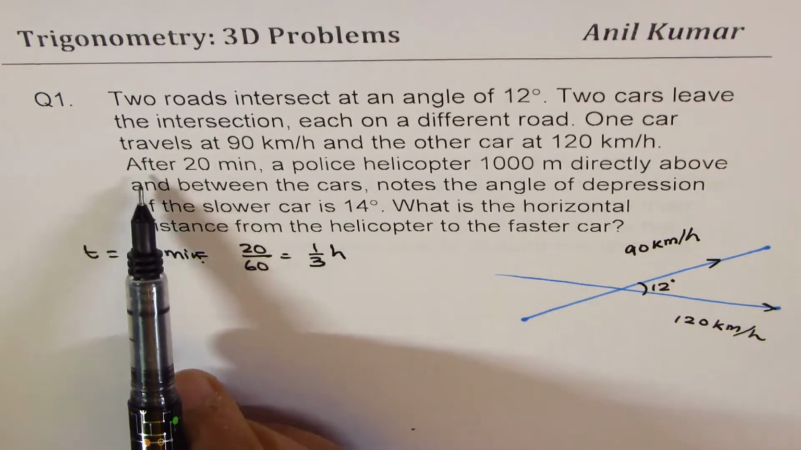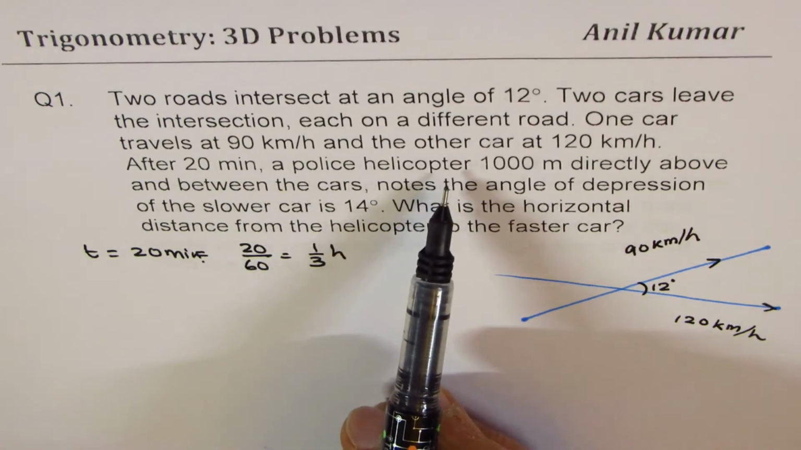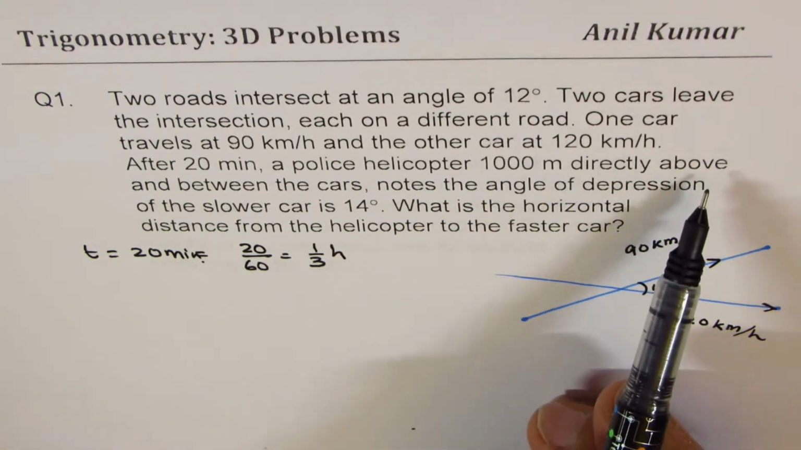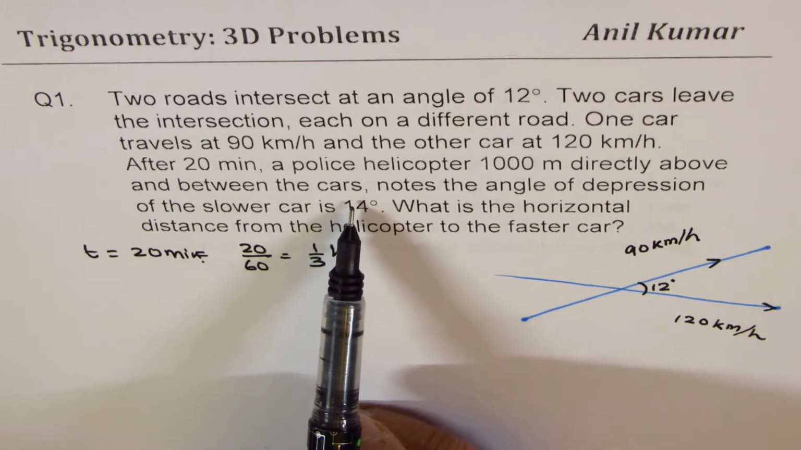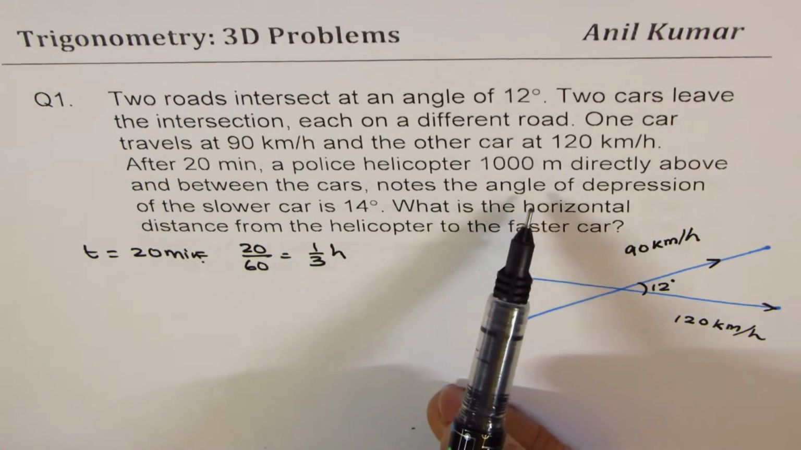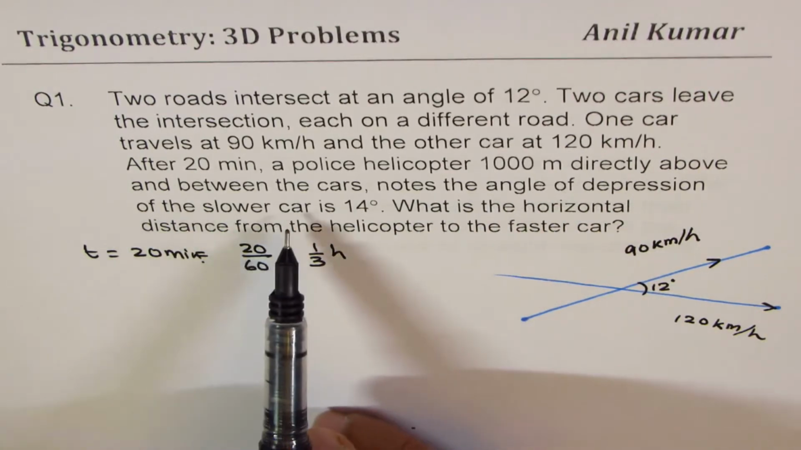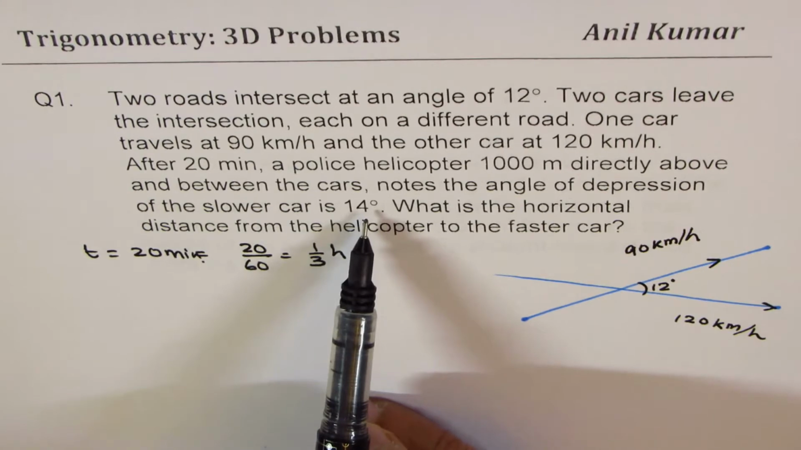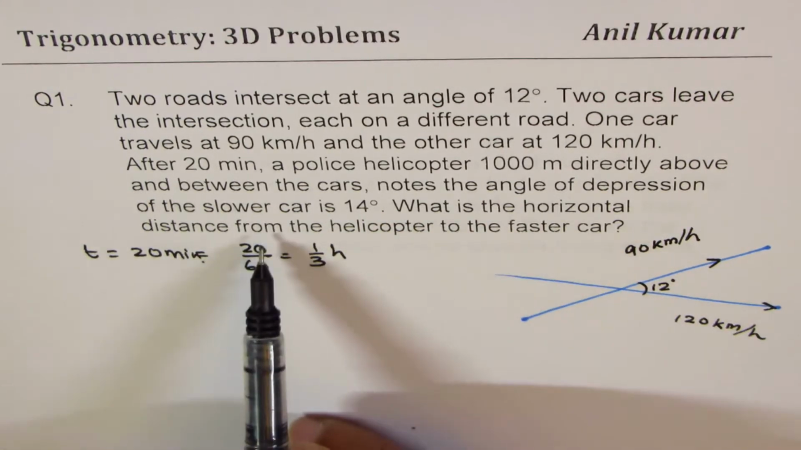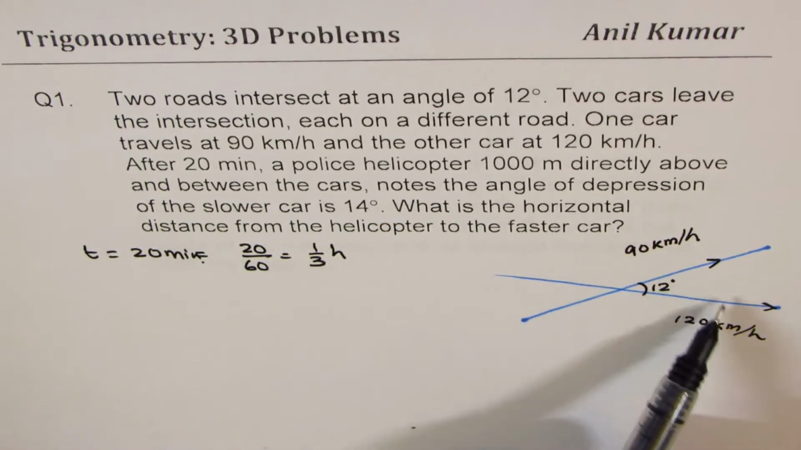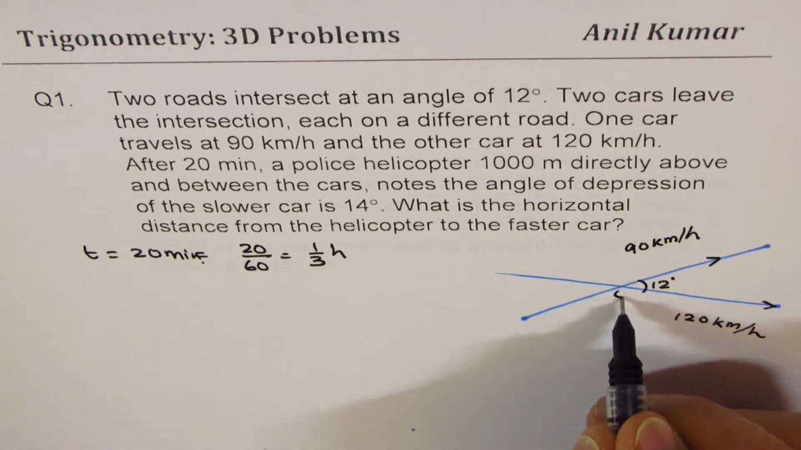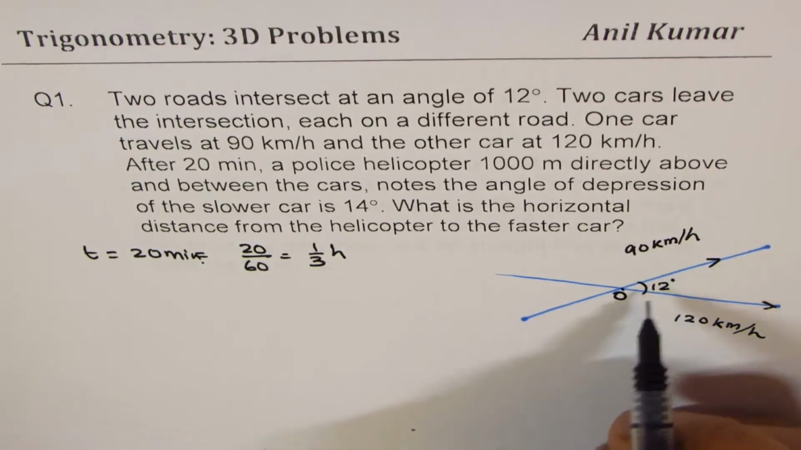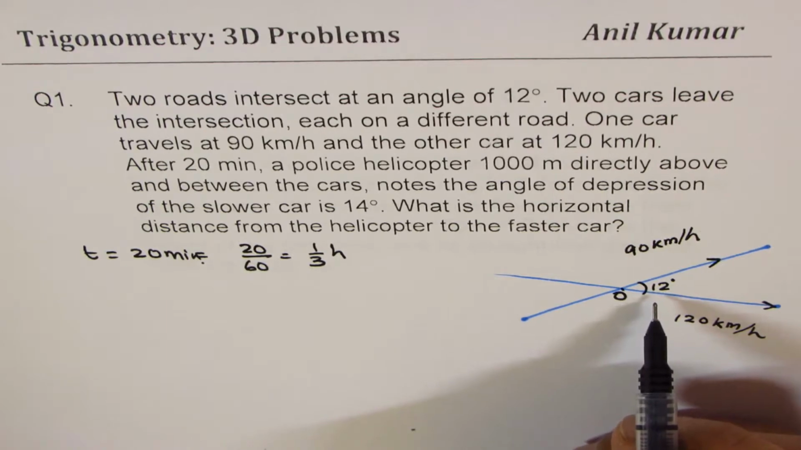So it says, after 20 minutes, a police helicopter 1000 meters directly above and between, somewhere in between and above the cars, notes an angle of depression of the slower car, which is this one, is 14 degrees. What is the horizontal distance of the helicopter? So horizontal will be along this road to the faster car. Okay, so let's say this is the point O of the intersection where the 12 degrees angle is formed.